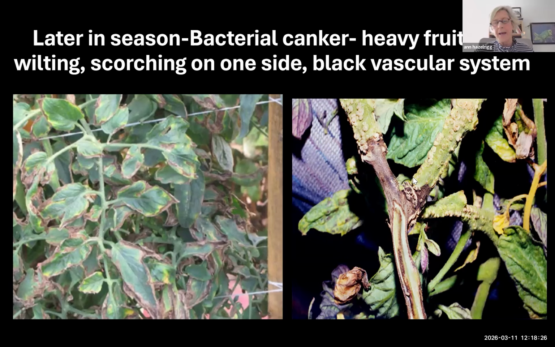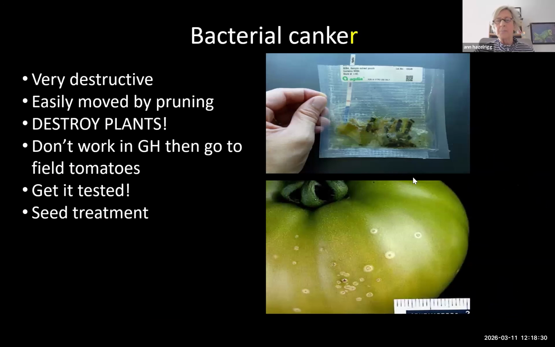You want to get that out of the house. You don't want to touch any other tomatoes. It can really spread rapidly through a house and wipe out a whole house. So this is one you want to check on. It's really destructive. You can easily move it around by pruning and suckering, so destroy the plants. Have one person, don't work in a greenhouse, then go to field tomatoes. Get it tested.